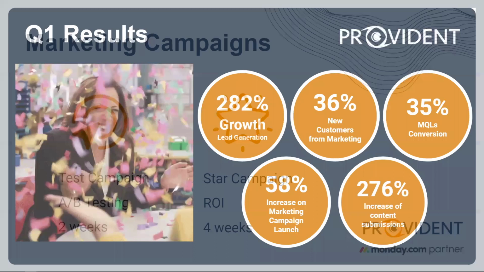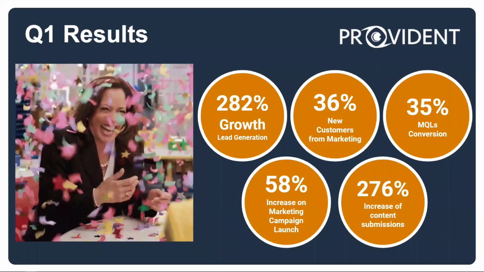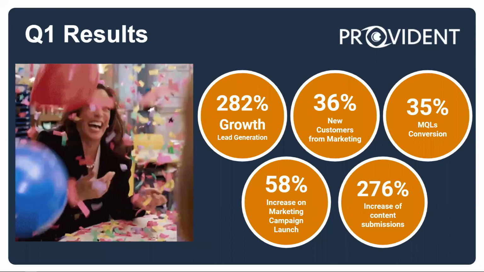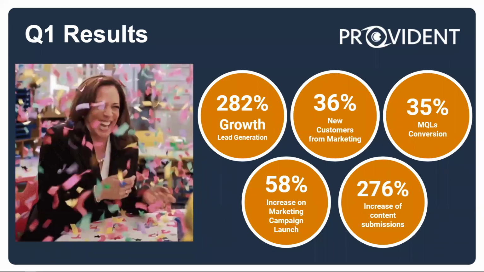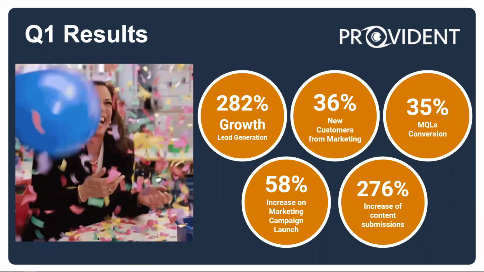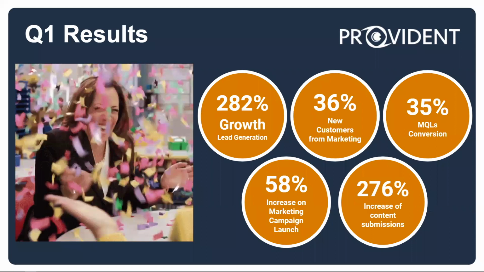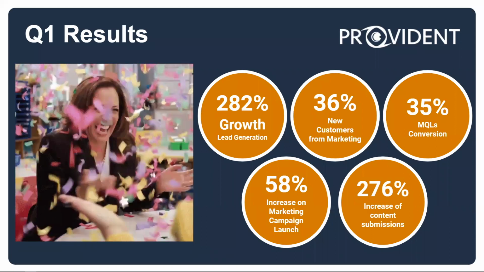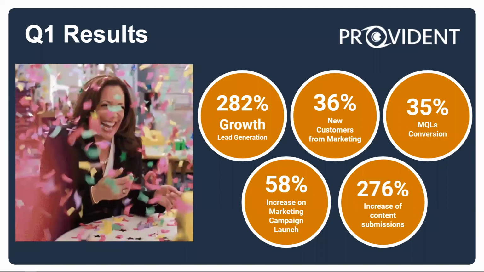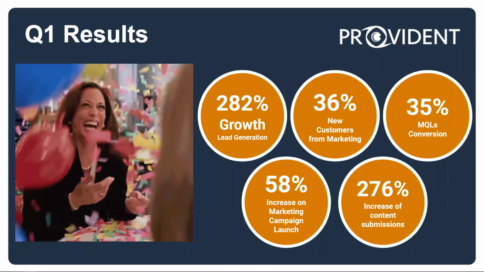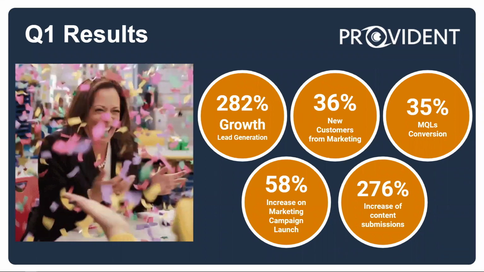So here's a very quick overview of the Q1 results so far. It was delightful to see the progress in such a short time, only 4 months, actually using Monday. We have 282% growth in lead generation, 36% of new customers coming from marketing, and 35% conversion in MQLs, which is extremely important for us marketers.